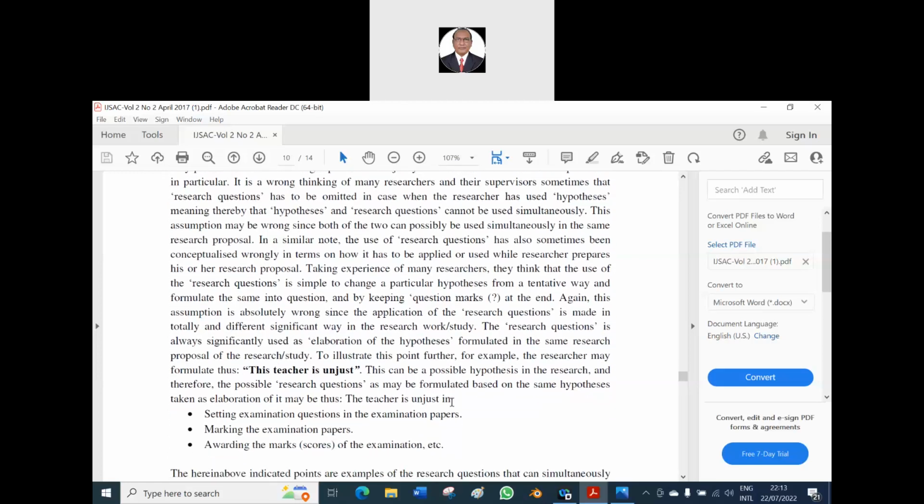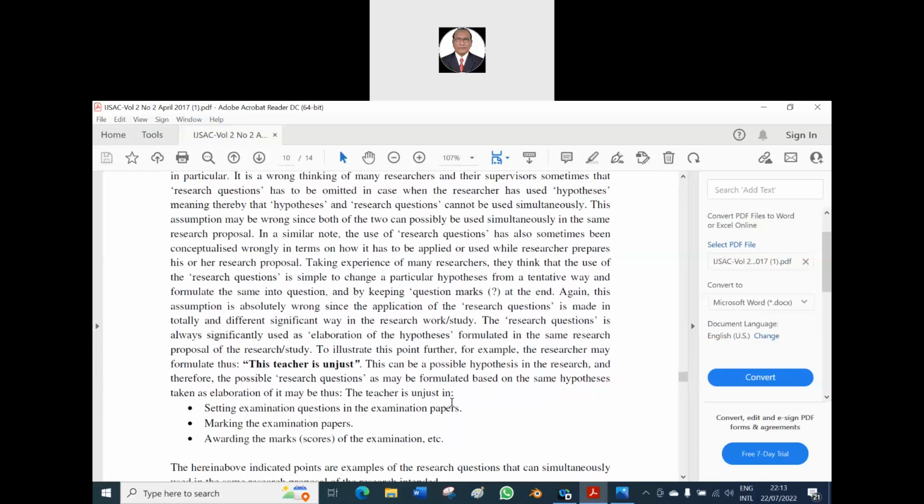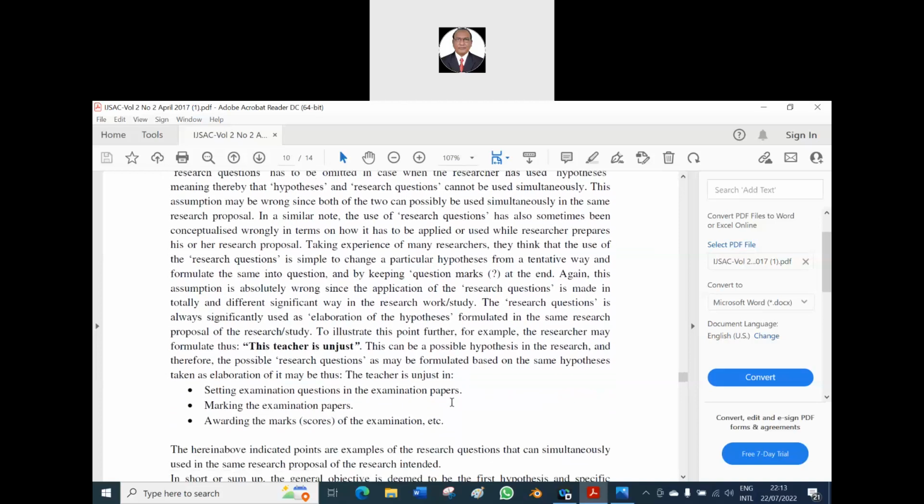Why is the teacher unjust? The teacher is unjust in setting the examination questions in the examination paper. He did not teach it, but he asked the question in the examination. Is it not unjust? It is very unjust. And in marking the examination papers, for the ladies he will give more marks, for the gents he will give fewer marks. Is it not unjust bias? It is unjust. So what do I do, whenever I am giving the questions? I apply a lottery system. Otherwise, I will be biased.